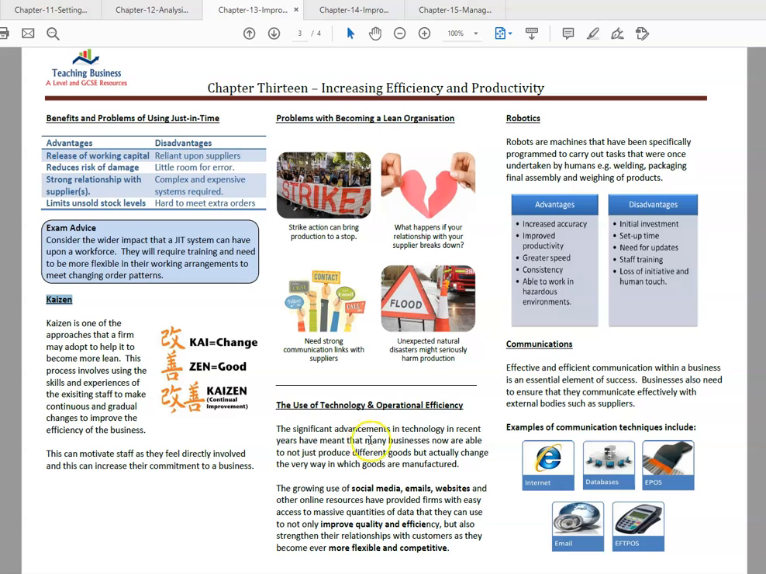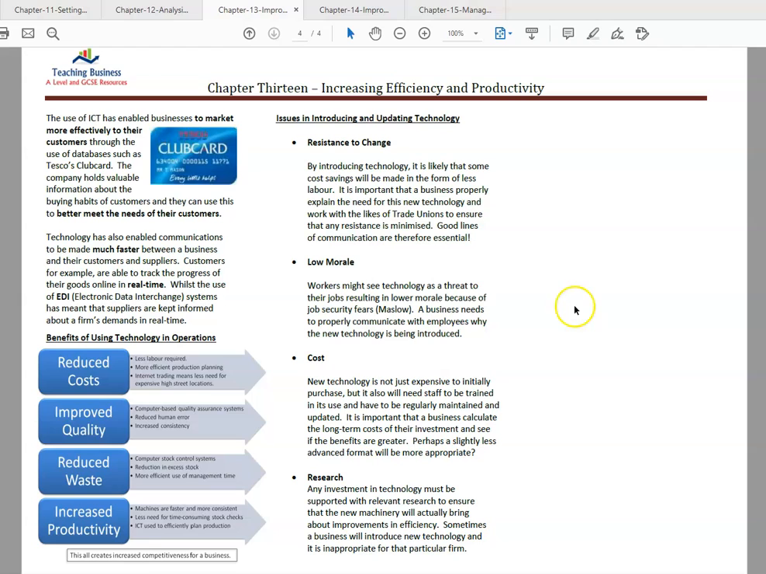Of course, technology is vital to efficiency, and I'll let you read this. That means communication. That means robotics. That means using customer data, perhaps. But of course, there are problems with using technology. I'll let you read that.